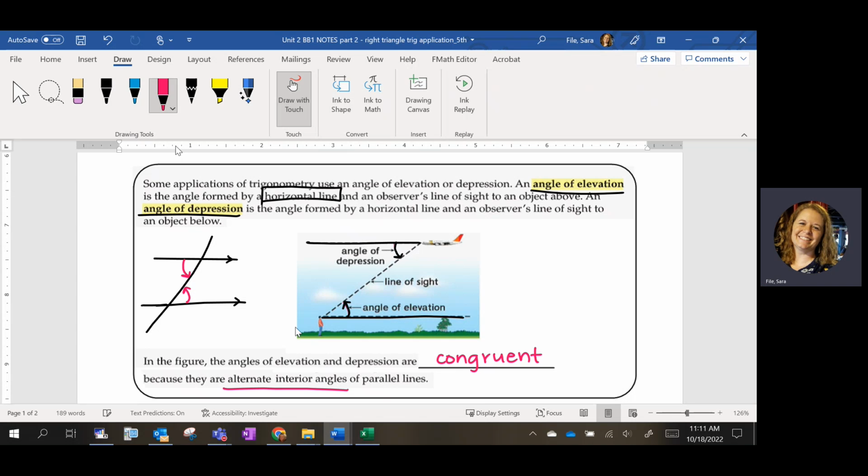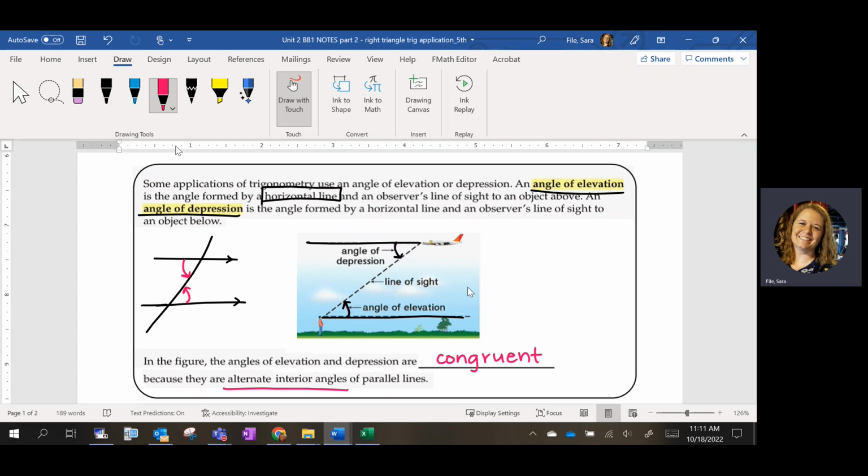Remember, you could have picked any 2 of the 8 angles created here, and they would either be congruent or supplementary. They're either the same as each other or they add to 180. In this case, the alternate interior angles are on alternate sides of the transversal and in between the parallel lines, so they're interior. So alternate interior angles are congruent.